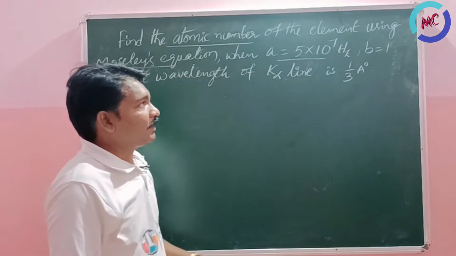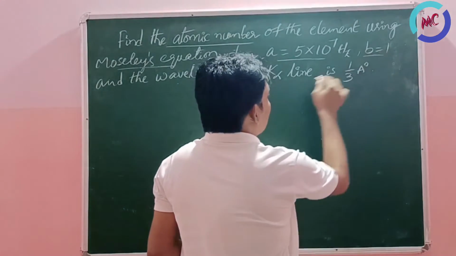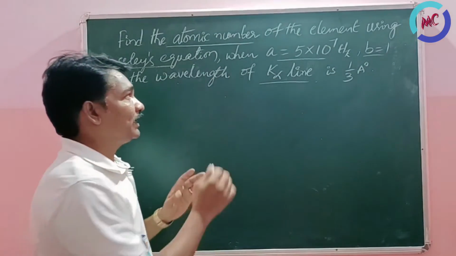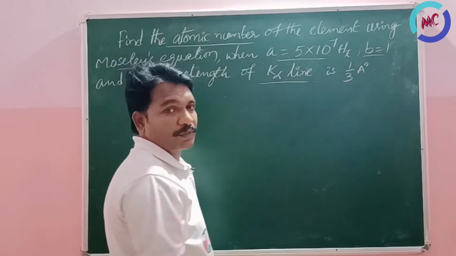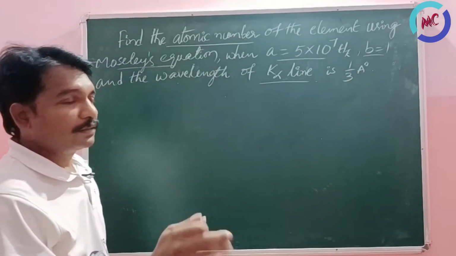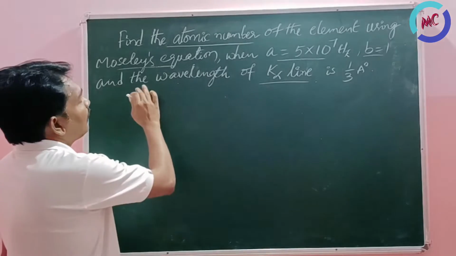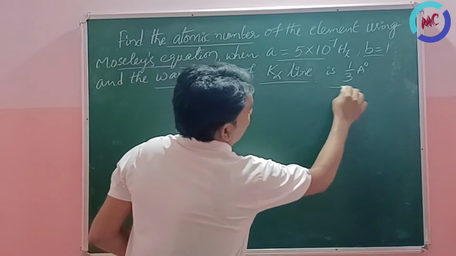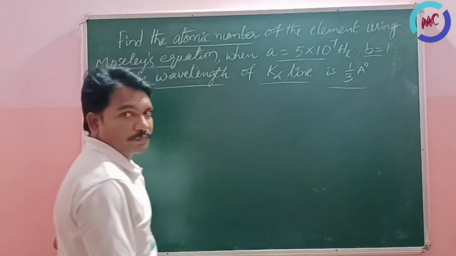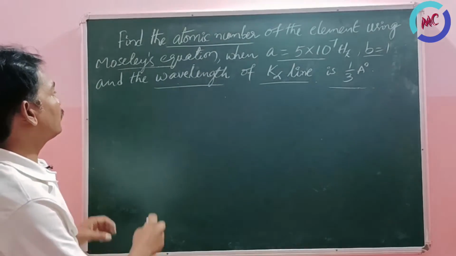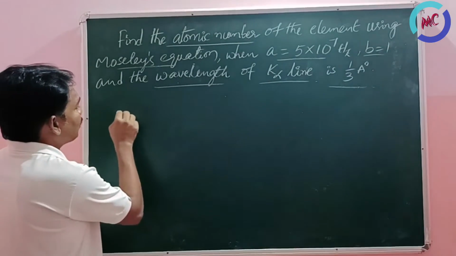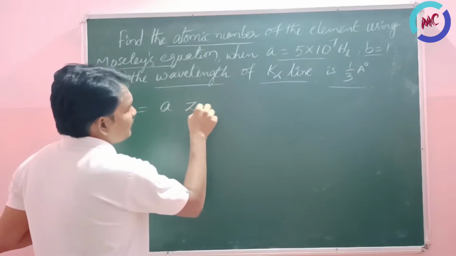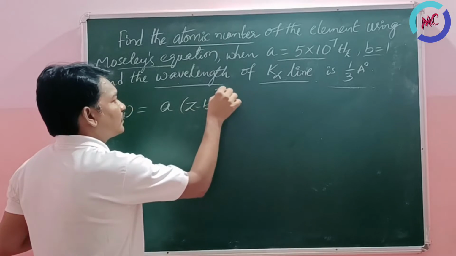Sometimes they will give the B value as 1, and sometimes they will say it is the K alpha line. When it is the K alpha line, B is always equal to 1. Keep that in mind. Here they gave the wavelength of the K alpha line as 1 by 3 angstroms. We will substitute the values in Moseley's equation. What is Moseley's equation? Nu is equal to A times (Z minus B) whole square.